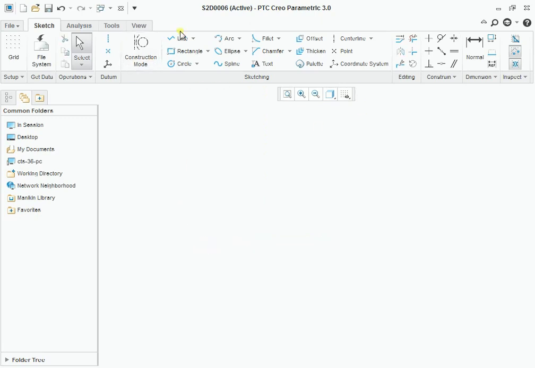Next one is horizontal. Select the horizontal constraint and select the line. The next one is midpoint. So midpoint is used to place a selected point on the middle of the line or arc.